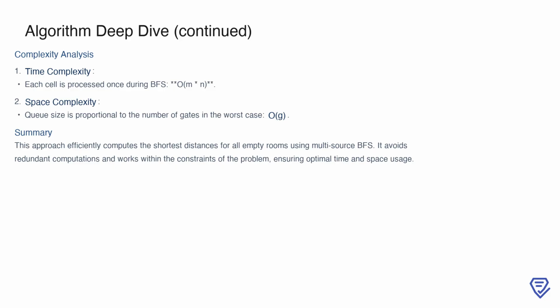To summarize, the algorithm achieves optimal performance by leveraging multi-source BFS. The time complexity is O(m*n), because each cell in the grid is processed at most once during BFS. The space complexity is O(g), where g is the number of gates, as the queue size depends on the number of gates being processed. This approach not only ensures correctness but also avoids redundant computations and additional memory usage by updating the grid in place. By combining efficiency and simplicity, this solution effectively calculates the shortest distances for all empty rooms, meeting the problem's requirements and handling edge cases seamlessly.